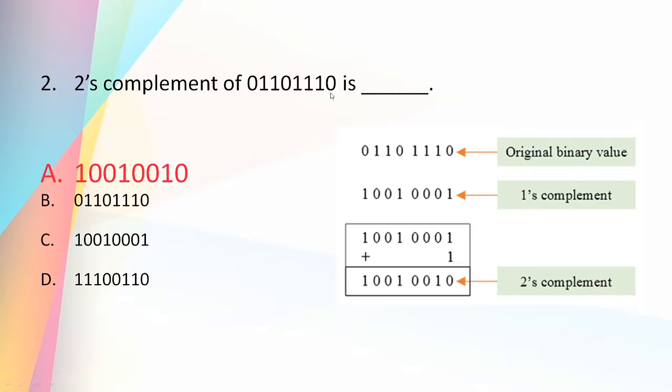So this will be like from here 0 1 0 0 1 0 0 1, which will be equal to this one. So instead of finding out the 1's complement and performing an addition with 1, you simply start from the rightmost position, copy down until you reach a 1, then invert all the remaining bits.